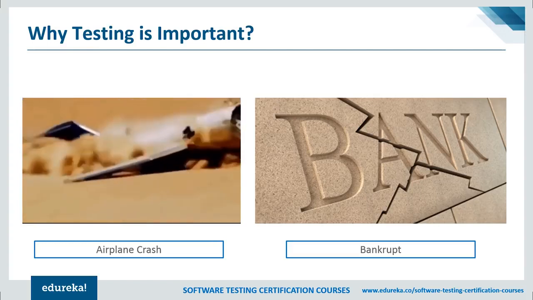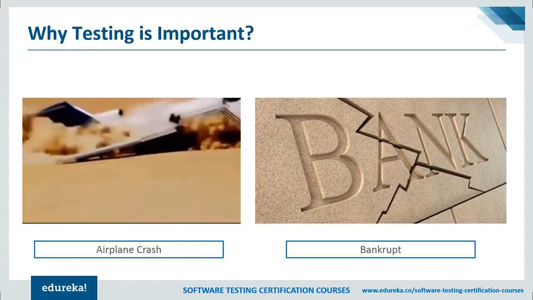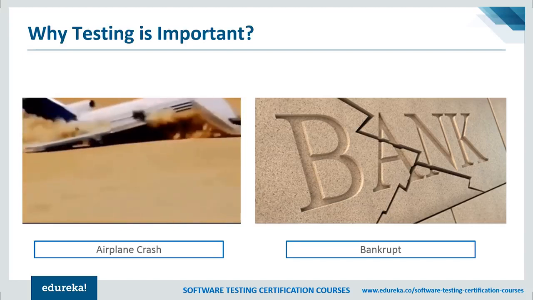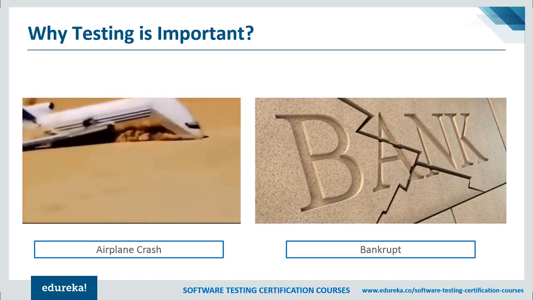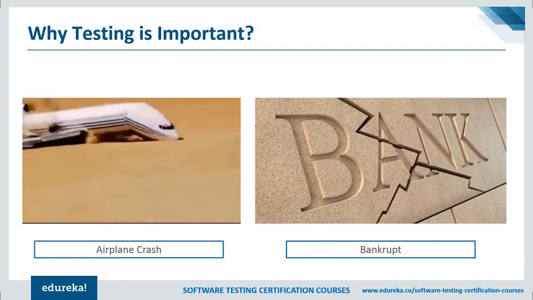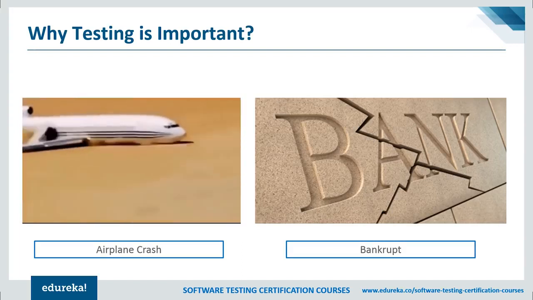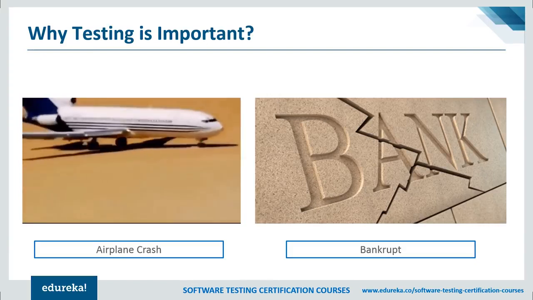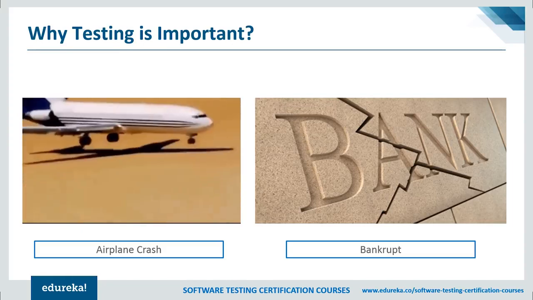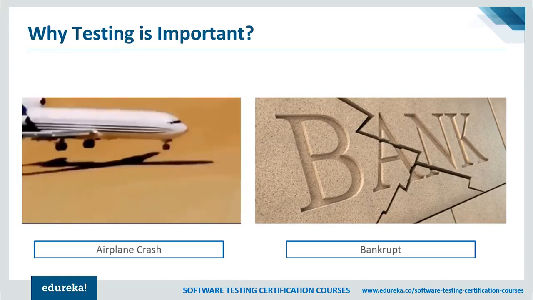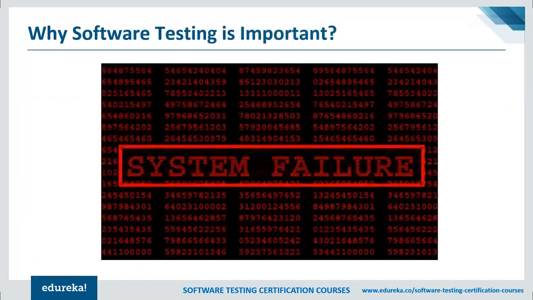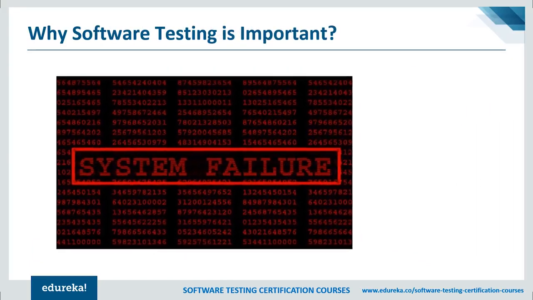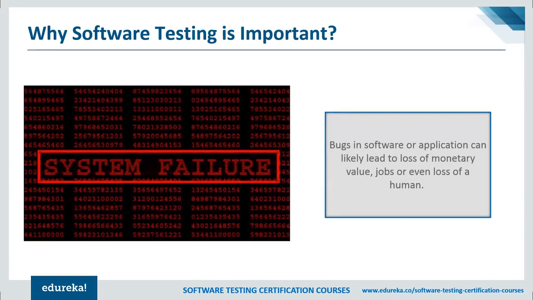For example, you can see here the airplane crash and the bankruptcy. Why is it happening? Just because the system was not tested properly before it was launched. And that's why we say testing is important. Else, it might lead to a loss of monetary value, jobs, or even loss of a human. And these are the examples of untested software that becomes hazardous. So software testing plays a significant role in testing a software or a system. If the bugs or defects are not properly removed from the system, it might lead to system failure. And that's why testing is important.